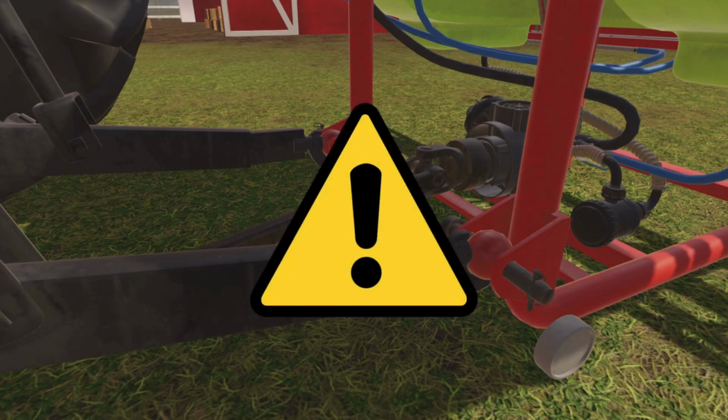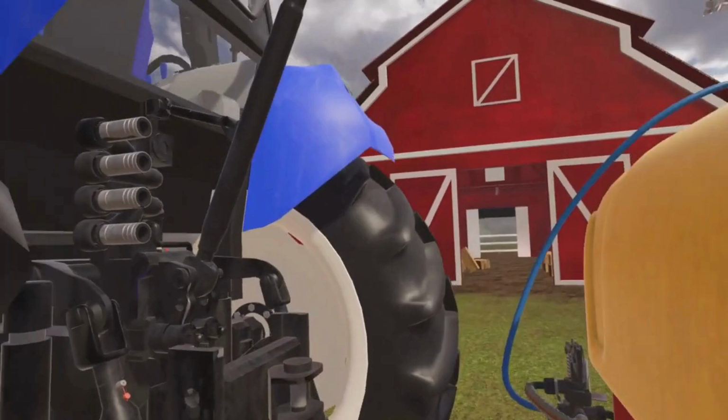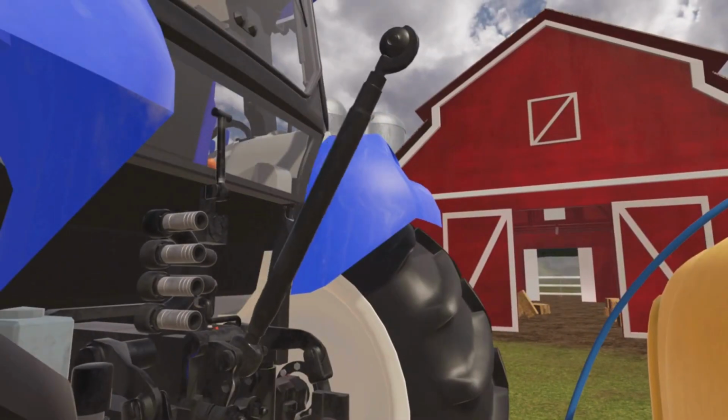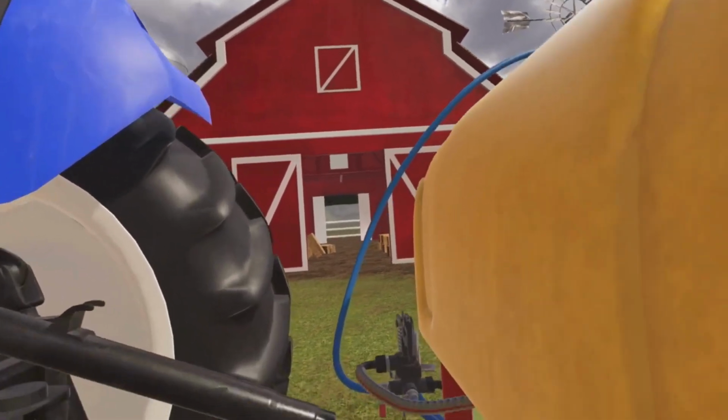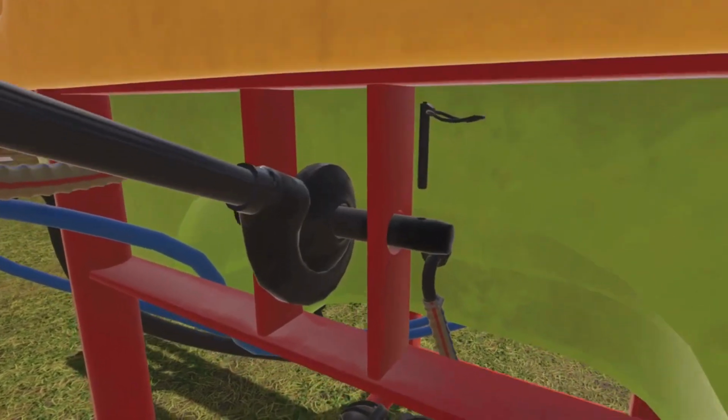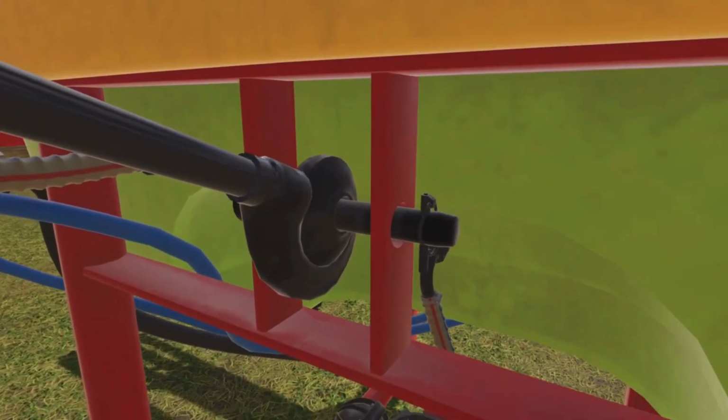Caution. Be cautious in the area where the hydraulic lifting arms operate, as this is a hazardous zone. Adjust the length of the tractor's top linkage arm, align it with the sprayer's upper connection point, and secure it with pins and clips.